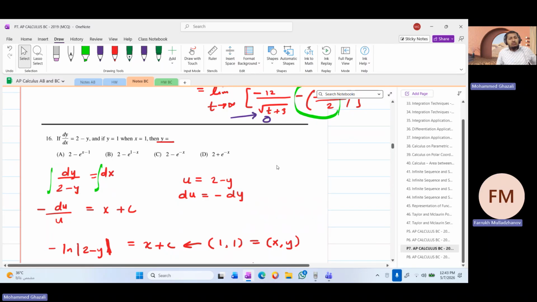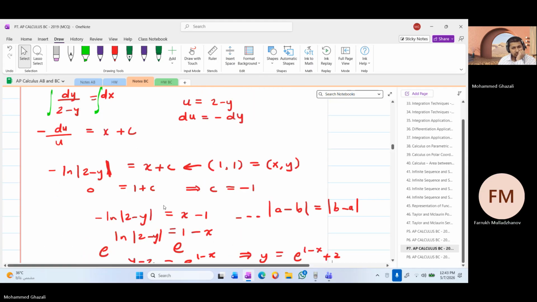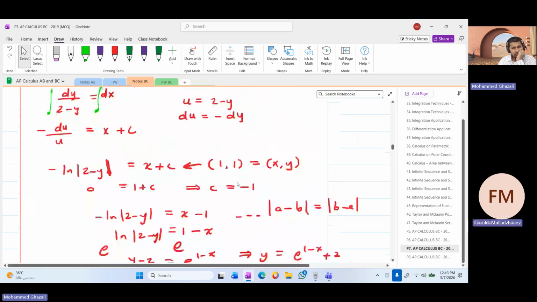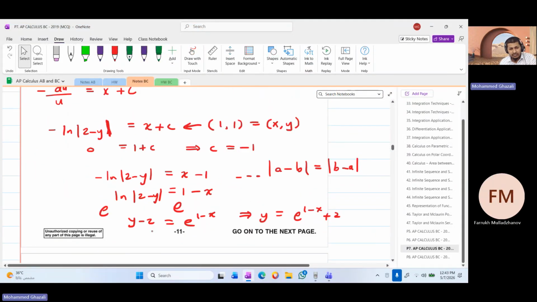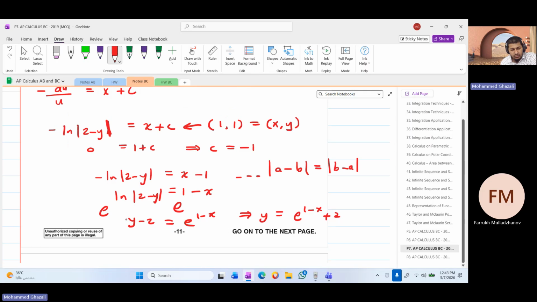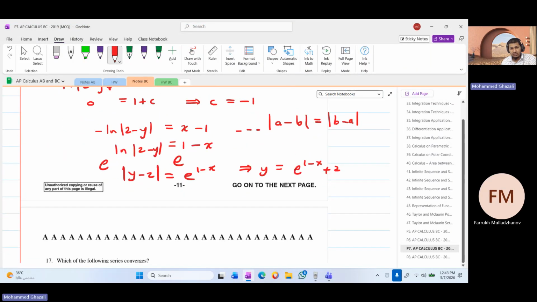Nice. Do we have anything? E to the power... We don't have e to the power 1 minus x plus 2 among the choices. Yeah, but... Oh, yes. I'll tell you why the answer is like this. Because remember, I dropped the absolute value. I shouldn't have done that. So the answer can be positive or negative. If I drop the absolute value, then the answer can be positive or negative. So this is one of the answers.